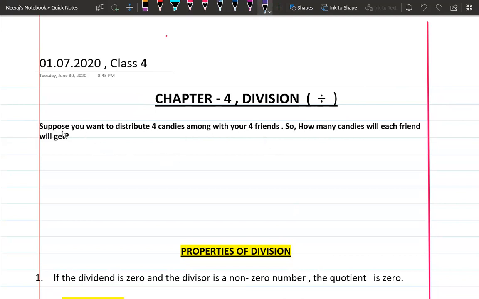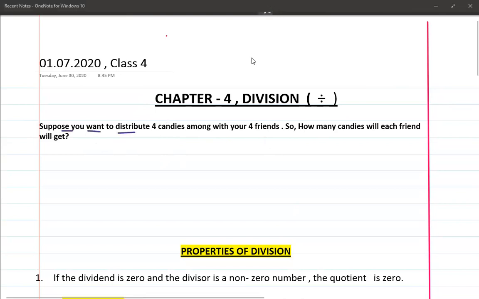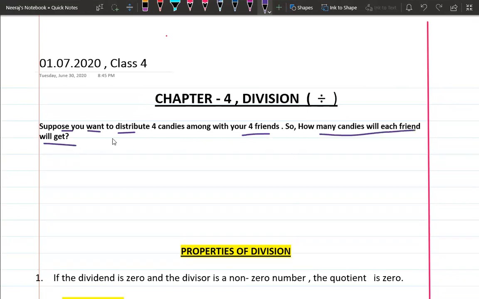The first example: suppose that you want to distribute 4 candies among your 4 friends. How many candies will each friend get? Suppose that here are your 4 friends, and you want to distribute 4 candies. So these are the 4 candies I have, and you need to distribute them among your 4 friends. Can you tell me how many candies each friend will get?